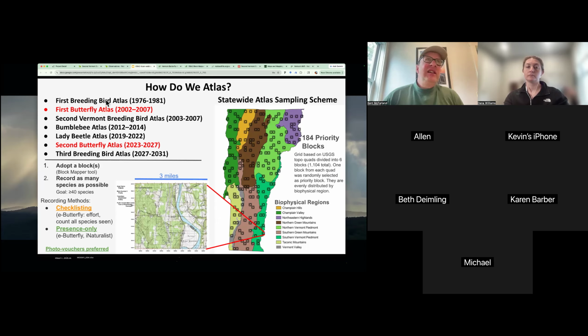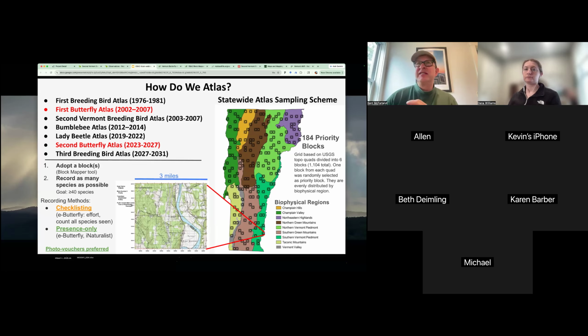So you can see that all the atlases I listed up here on this block have used this block system. It was the first breeding bird atlas back in 1976 that came up with this block system. And ever since then, the second breeding bird atlas used it. And I can tell you the third breeding bird atlas is coming in 2027, and it is going to use all these same blocks too. We used these blocks for the first butterfly atlas in 2002 to 2007. We used them for the bumblebee atlas, the lady beetle atlas, and now here we are with the second butterfly atlas.